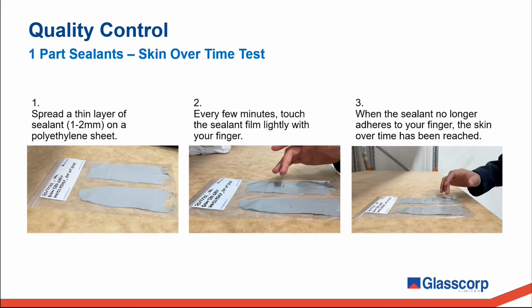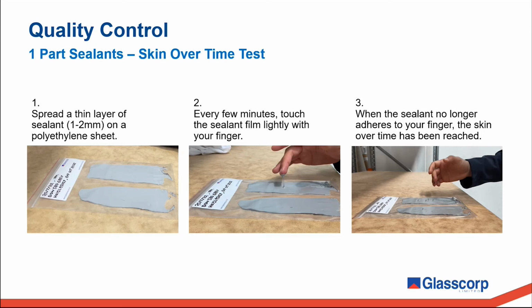Finally, when the sealant no longer sticks to your finger, the skin over time has been reached. Check to ensure that the sealant is skinning over appropriately according to the TDS. If the time taken for the sealant to skin over is excessively long, that may indicate that the sealant is outside of its usable shelf life, or that it's being stored at an excessively high temperature.